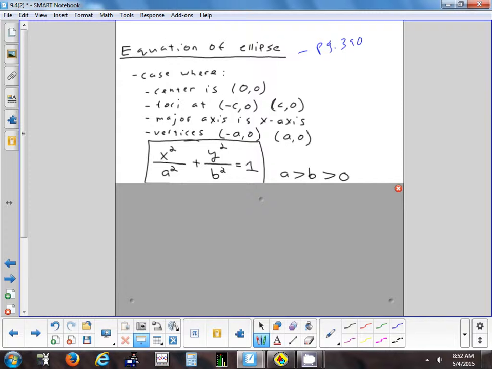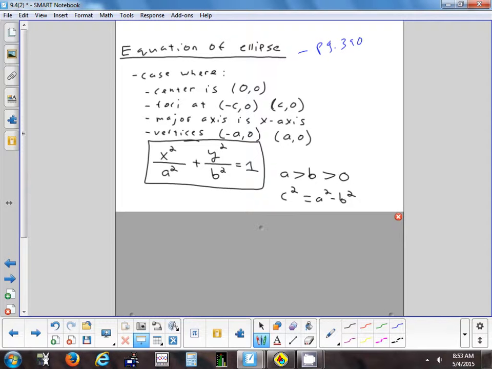Now, once you fill in numbers, the only way you know which number is a and which number is b, looking at the denominators, is this fact right here. A is always bigger than B. And B is greater than 0. So this means A and B are always positive numbers. If we had a negative between here instead of a plus, we'll talk about that tomorrow. Just changing that plus to a minus gives us a different shape.